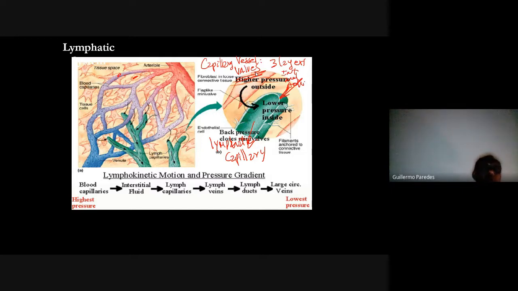Now, the lymphatic fluid is not blood. Write down this, please. The lymphatic fluid is not blood. What the lymphatic fluid is composed of is basically water, proteins, and some electrolytes, all right? But there are no red blood cells at all. Is that clear? Okay.